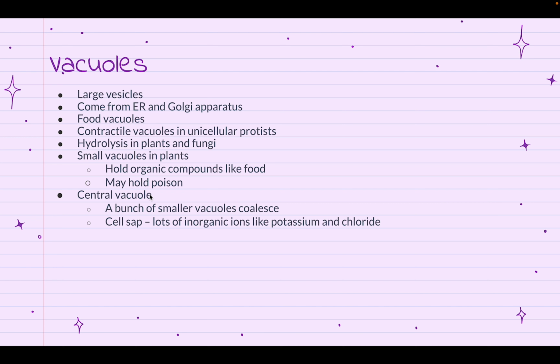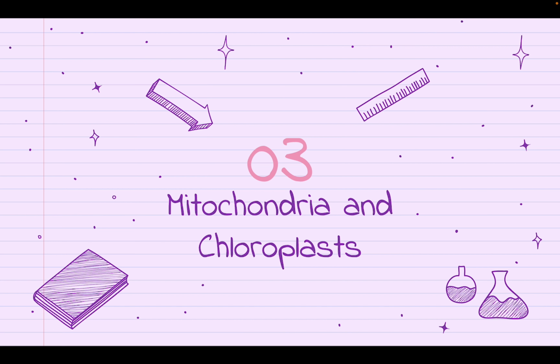And you've also got your central vacuole in plants, which we briefly mentioned. It's what happens when a bunch of smaller vacuoles coalesce. It's filled with cell sap, which is lots of inorganic ions like potassium and chloride, along with some other things, some proteins, and a lot of water. This is stuff that's really inexpensive to make and makes plants growing fast kind of possible.